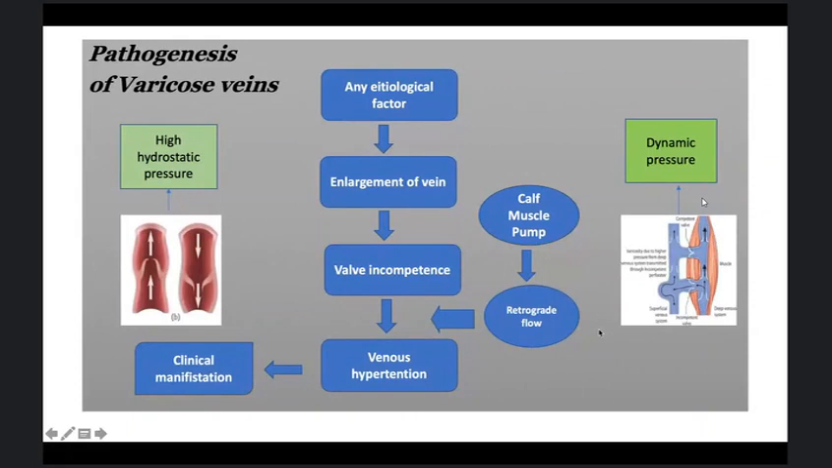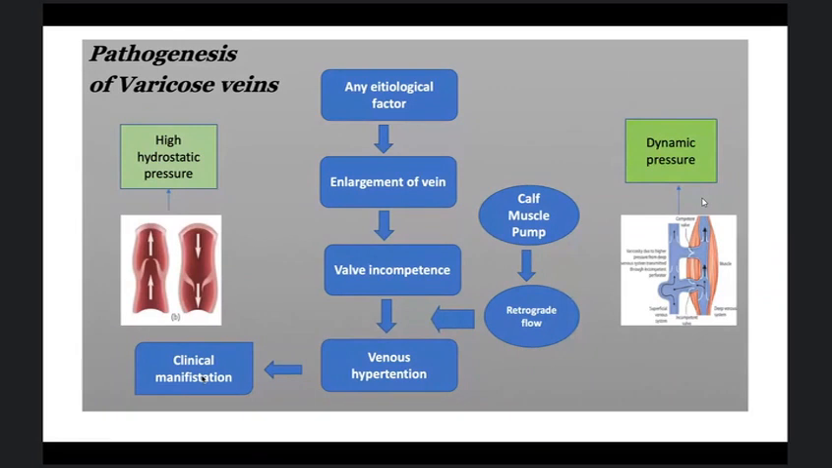All this pressure, the dynamic pressure applied by the muscle, will lead to venous hypertension. Venous hypertension will lead to more valvular incompetence. This will lead to clinical manifestations of varicose veins.